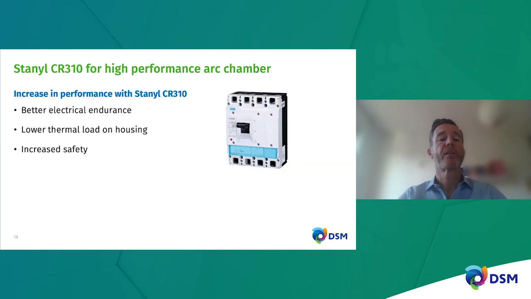So by introducing Stenil CR310 for high performance arc chambers, the devices get better electrical endurance, so they can work much longer and for many more operations. There's a lower thermal load on the housing, so this opens up possibilities for lower end engineering thermoplastics. And of course, due to the two above phenomena, it shows increased safety. So Stenil CR310 is the ideal solution for a high performance arc quenching chamber.